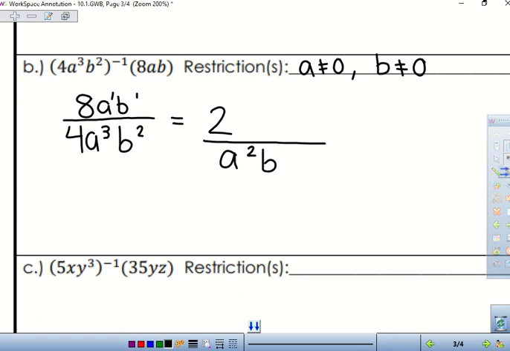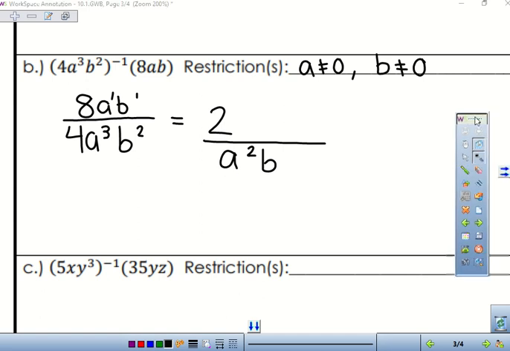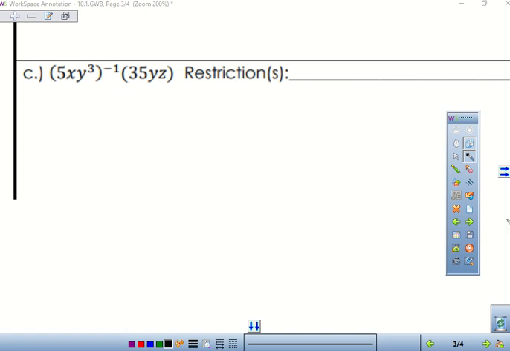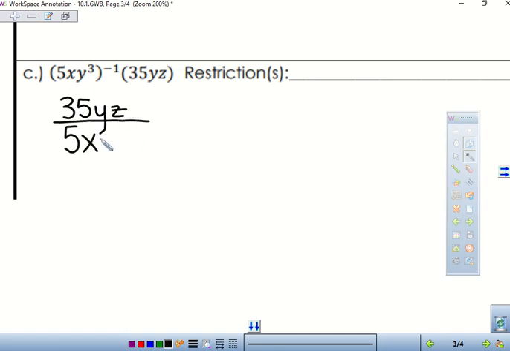All right. Anyways, next one. Letter C. So for letter C, same idea. We have to rewrite it. When we have a negative power, that means it's in the denominator. Okay. So we're gonna rewrite it with this in our denominator. And then restriction. So x cannot be, and y also.